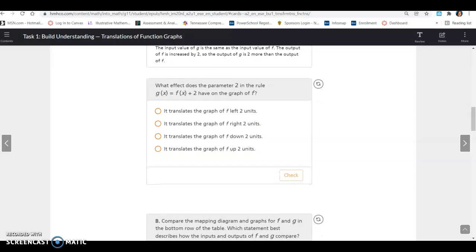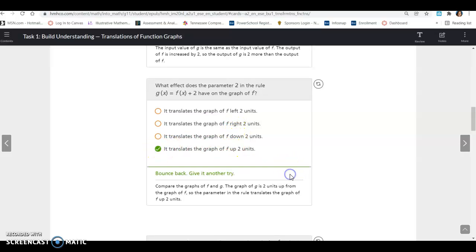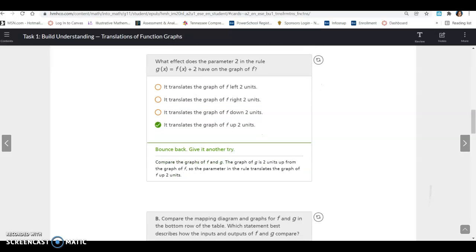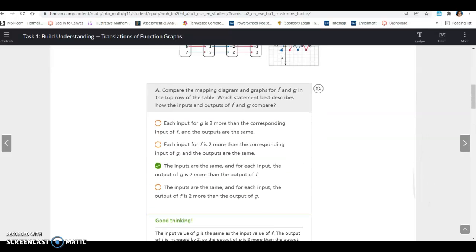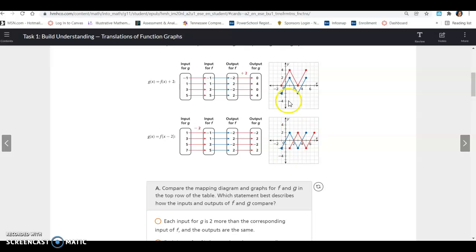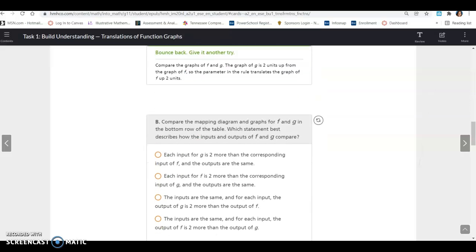All right, so what effect does the parameter 2 in the rule g of x equals f of x plus 2 have on the graph of f of x? Well, it shifted it up 2 units. So this is left, right, down, up. So it translated the graph up 2 units. And you can see that in this one. You can see from the blue graph to the red graph, it just moved each point up 2 units.